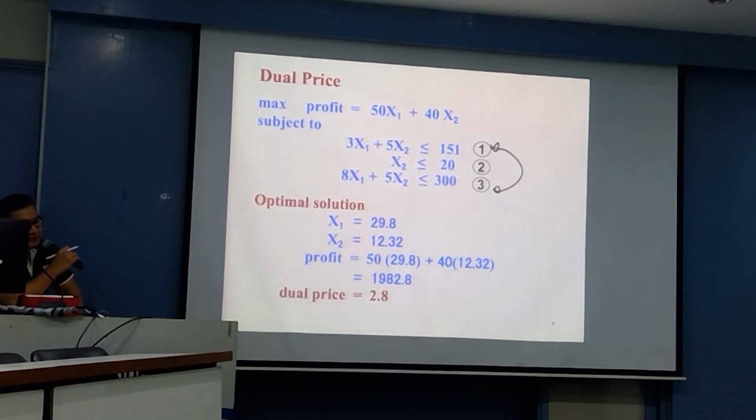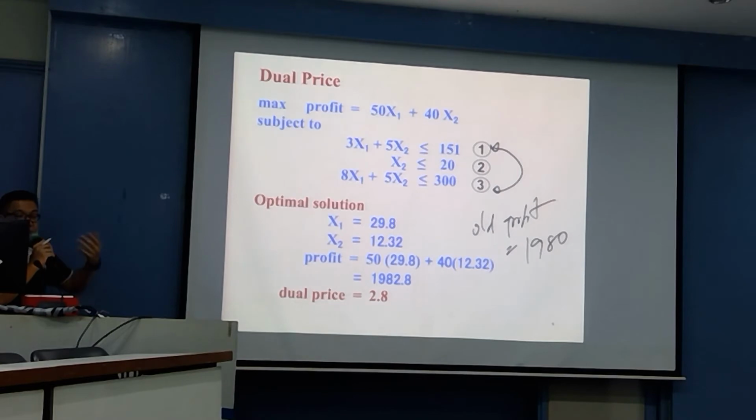We substitute this x1, x2 into the objective function. We have a total profit of 1,982.8. Remember, the old profit is 1,980. The difference between these two values, the gap, is 2.8, right? We write down 2.8 first. Then we look at the problem. The problem is maximization. Think about total profit. The old profit is 1,980. The new profit is 1,982.8. Profit increases, right? So it shows a positive result. So that's why the dual price is positive 2.8.